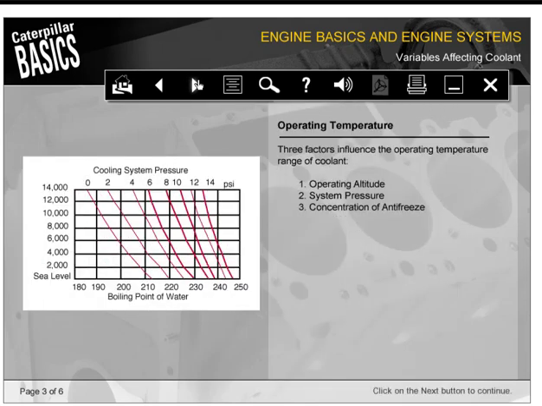Three factors influence the operating temperature range of coolant. First, the operating altitude. Second, the system pressure. And third, the concentration of the antifreeze.